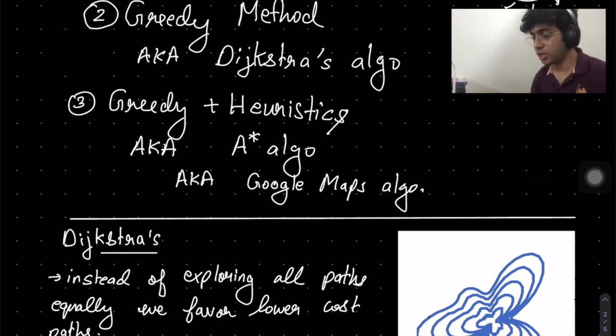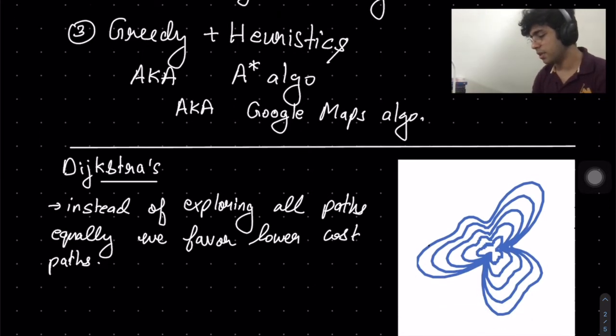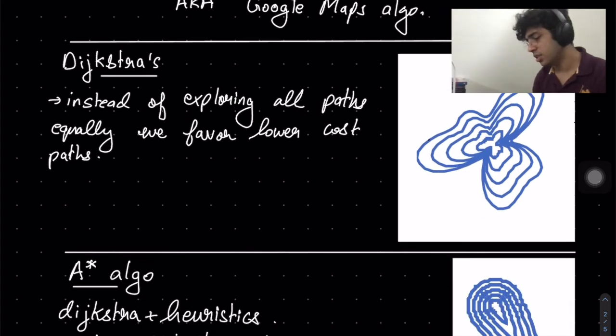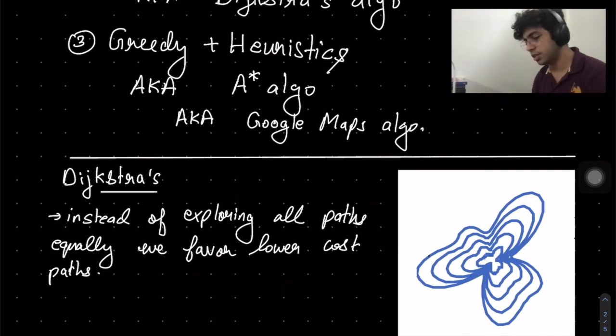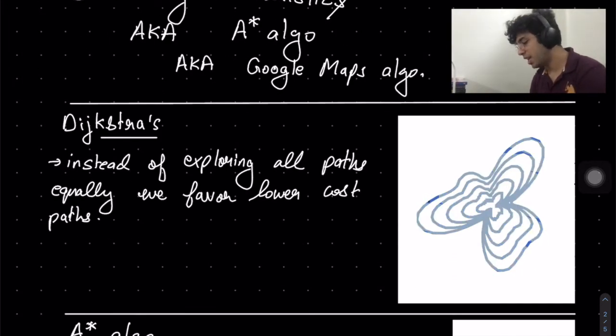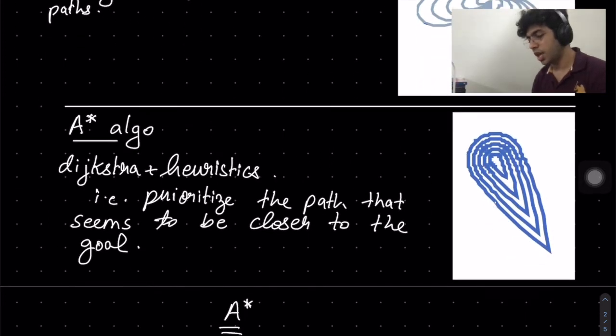Third is greedy plus heuristics, which is the A-star algorithm, aka the Google Maps algorithm. Okay, I'll get to what these heuristics are in a bit. So this was how brute force looked. Okay, and this is how Dijkstra's looks. We're prioritizing the least possible cost. And this is how A star looks. In A star, we're not only prioritizing the least possible cost, but we're also trying to ensure that we're going towards the destination. So the factor that we use to find out whether we're actually going closer to the destination is, well, heuristics.